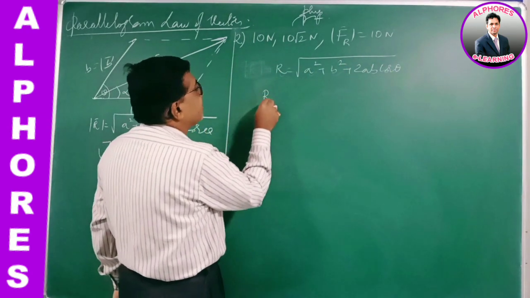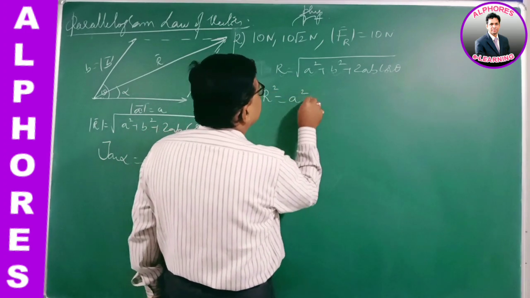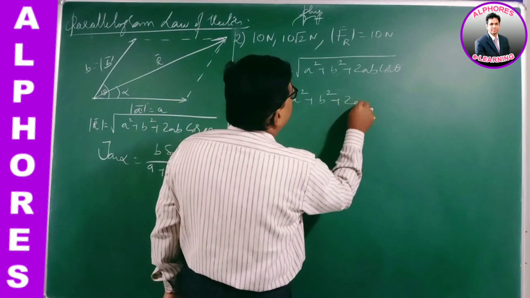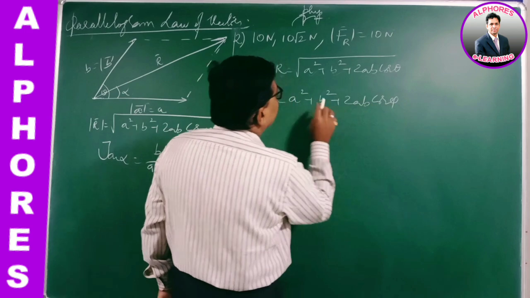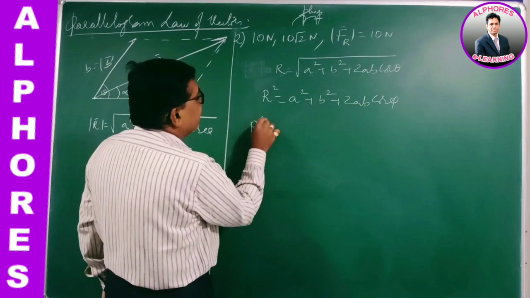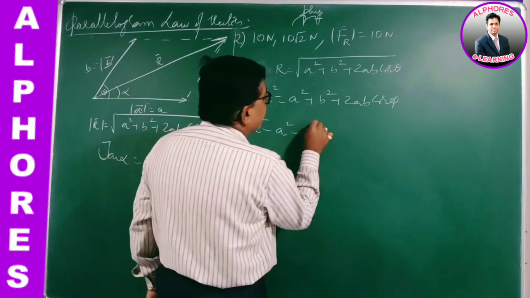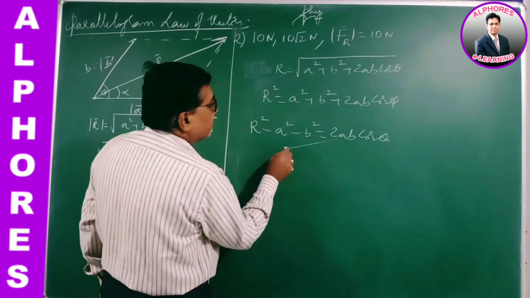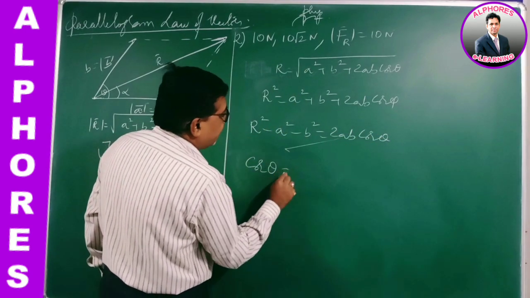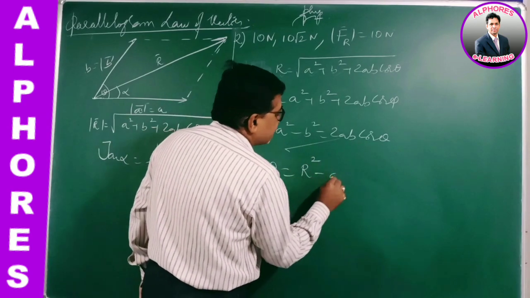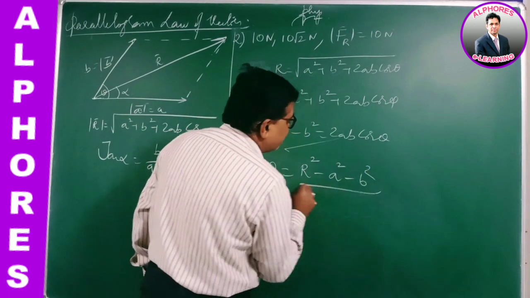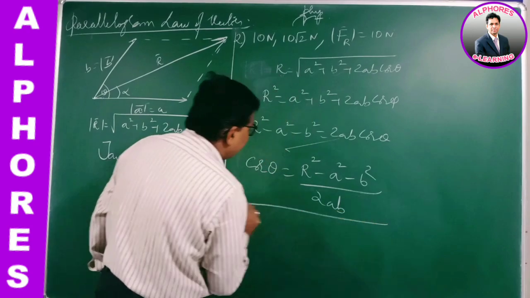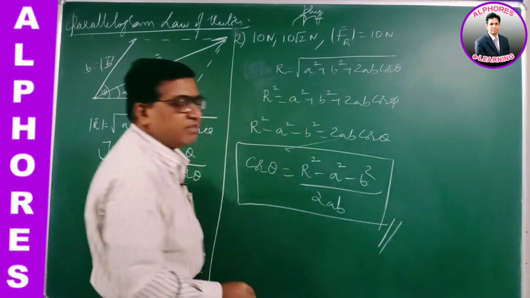Squaring on both sides, r square is a square plus b square plus 2ab cos theta. Now taking these two things, r square minus a square minus b square is 2ab cos theta. So cos theta I can write as r square minus a square minus b square by 2ab. This is the angle between the vectors.